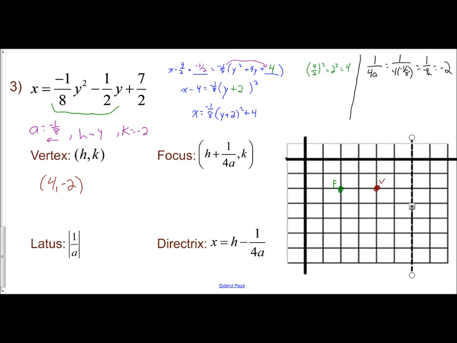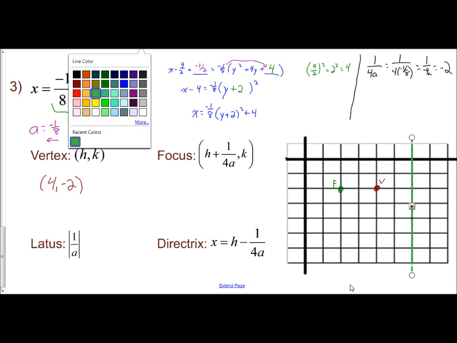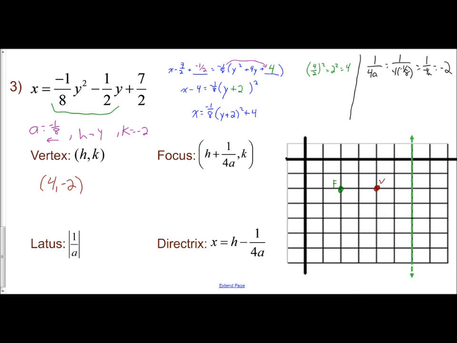And we can change the color to make it match so we can see the distance between it. Now I can actually use the graph to tell me the points. This is the coordinate 2, negative 2. This is the equation x equals 6. If you want to use the formulas, you could. h plus 1 over 4a, so h plus negative 2, so 4 minus 2, comma negative 2, is 2, negative 2. h minus 1 over 4a, so minus and negative means plus, 4 plus 2 is 6.